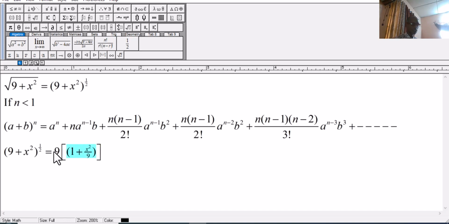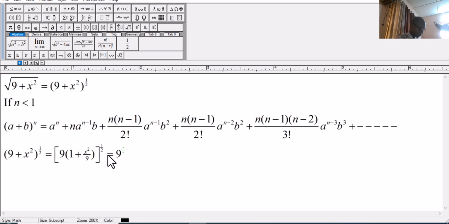All raised to the power of half. So 9 times 1 will give us 9, and then 9 times x squared over 9 will give you x squared. So invariably, you have found a way of turning the 9 into 1 without altering the question. So this one now becomes 9.